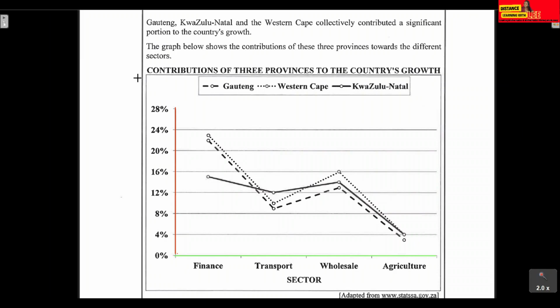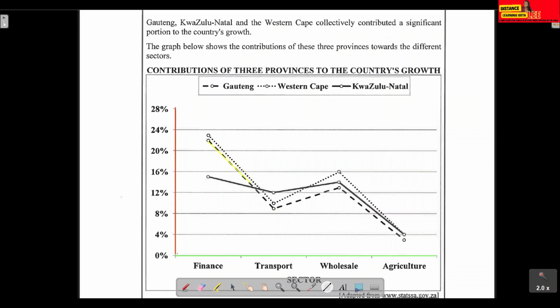We're also given a key here at the top right. Gauteng is indicated or symbolized by these dotted lines here, but I'm just going to highlight this in yellow so that you are able to follow when I'm doing my explanations.